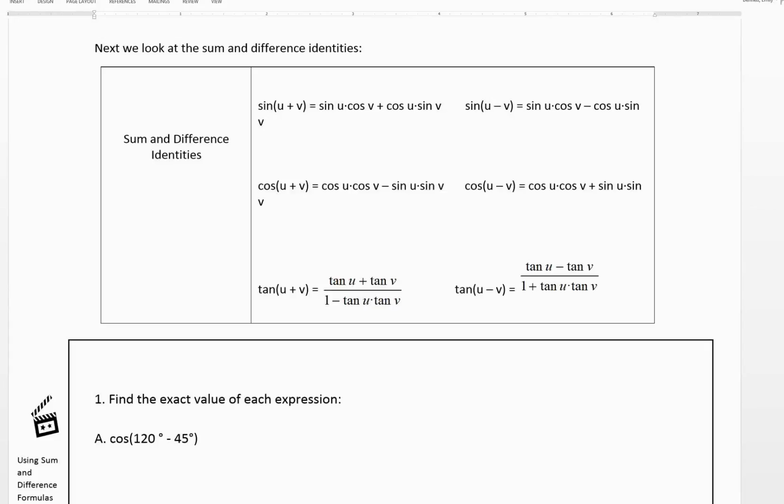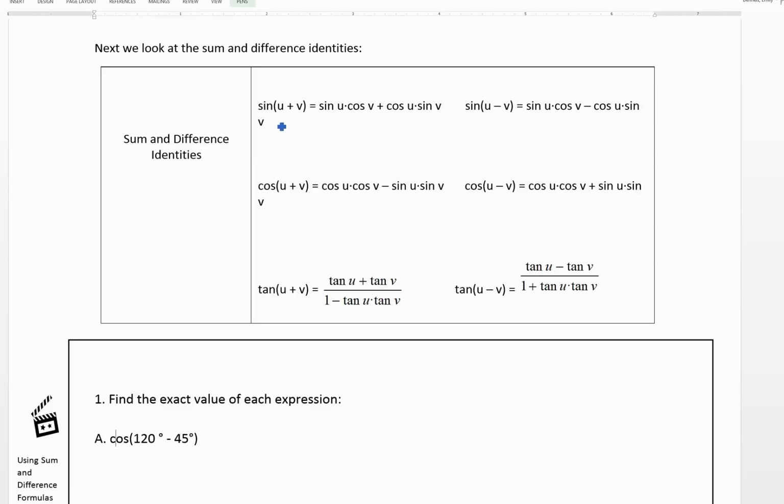We're going to look at a new set of identities now, and these are known as the sum and the difference identities. So you'll notice these are saying if you're taking sine and you're trying to find it of two angles added together, what we can't do is just say it's sine of the first angle plus sine of the second angle, but we do have these formulas.